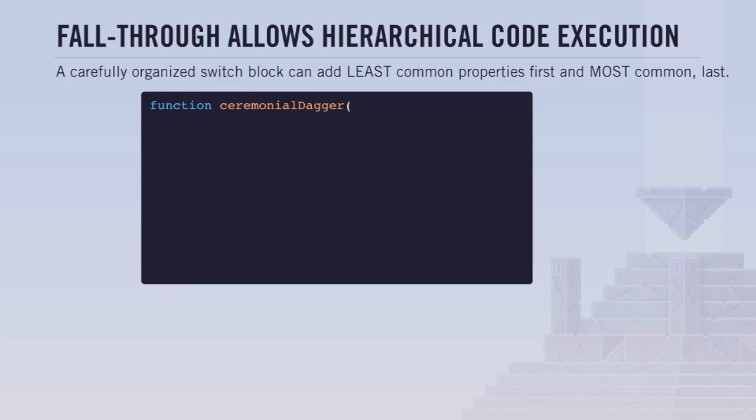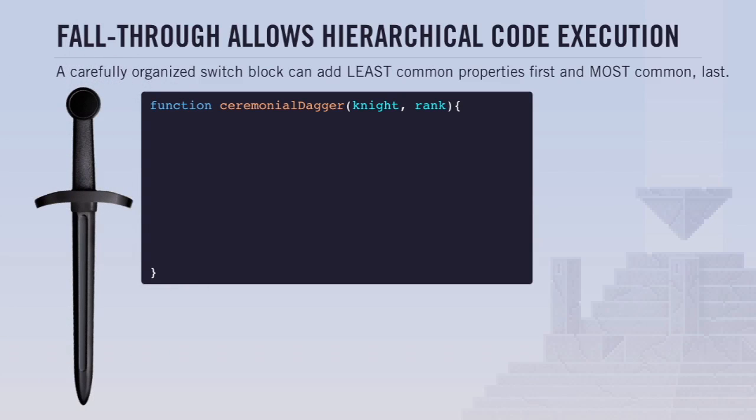Here we have a ceremonial dagger constructor, and that ceremonial dagger is going to be passed to each knight upon their knighthood, depending on their particular rank. Here you can see that the length of the dagger is set to 8, and the owner is set to whichever knight is passed into the constructor. Now, the quality of the ceremonial dagger will be built based on the rank of the knight.